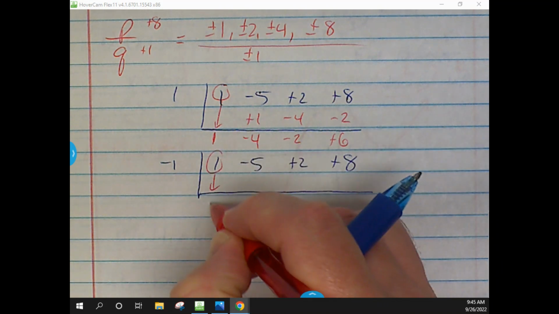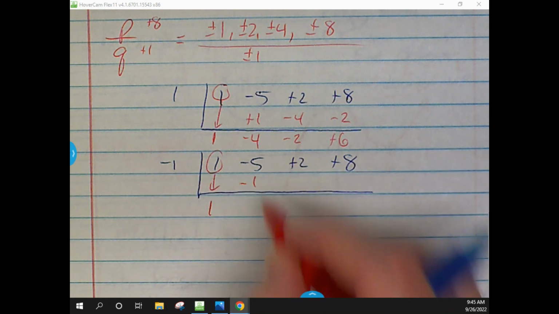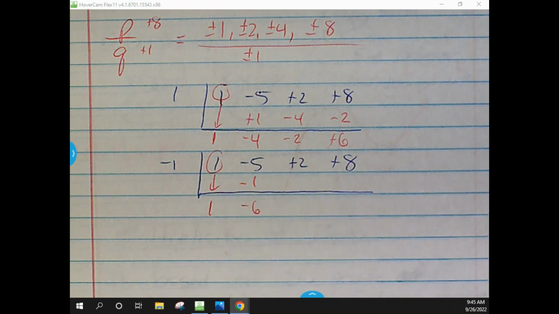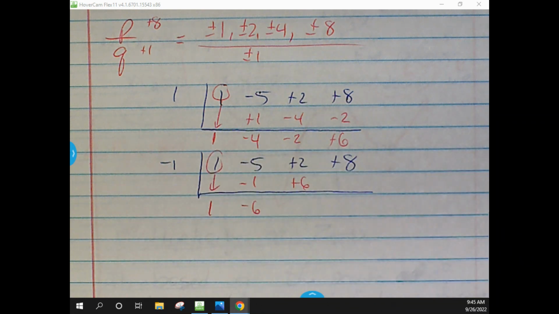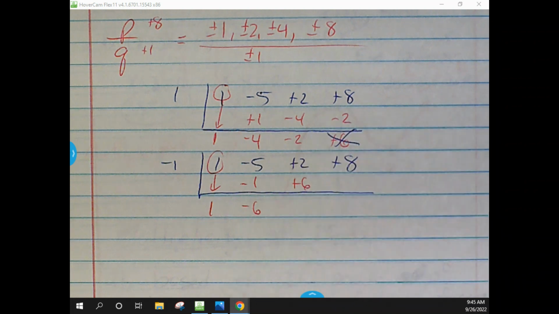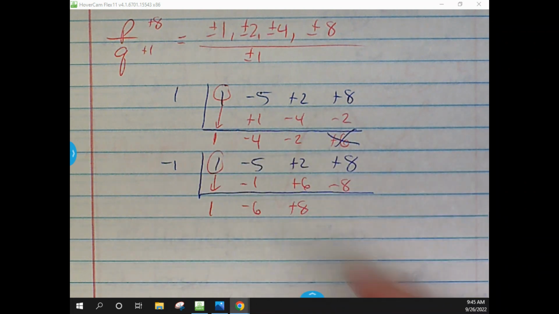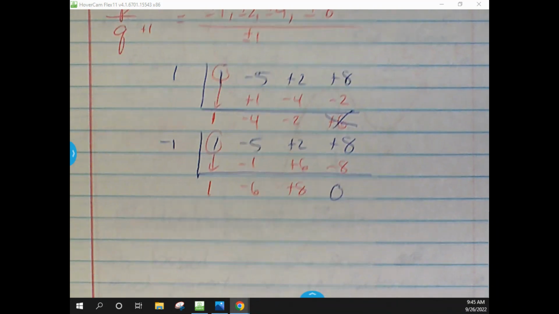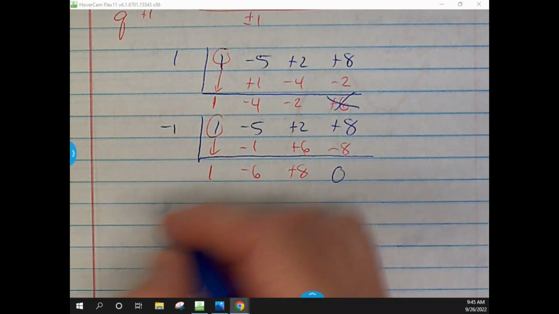And I'm going to say, yes, negative 1 worked, because we're going to do negative 1 times 1, which is going to be negative 1. Negative 5 minus 1 is negative 6. Negative 1 times negative 6 is a positive 6. That's a positive 8. Negative 1 times 8 is a negative 8. That is 0. And that is what we want. Woohoo!